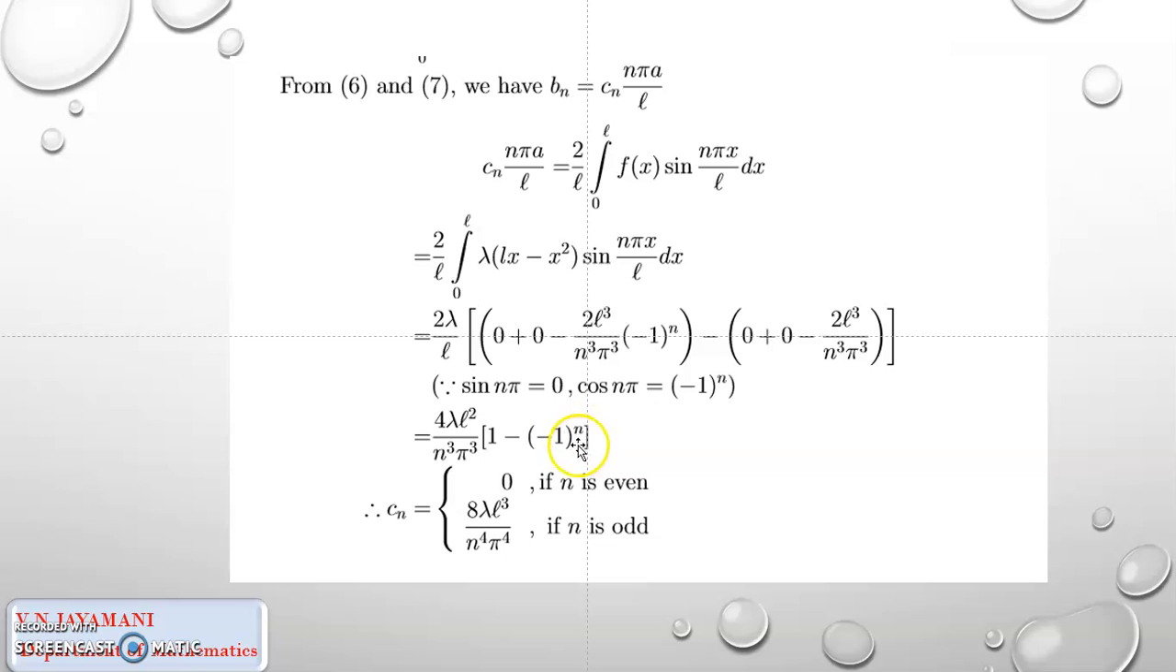Now if we give n as an odd value, minus 1 to the whole cube is minus 1. Already outside there is a minus, so minus into minus is plus. So 8 lambda L square by n cube pi cube. So here n cube pi cube alone will come. Here there is some mistake.